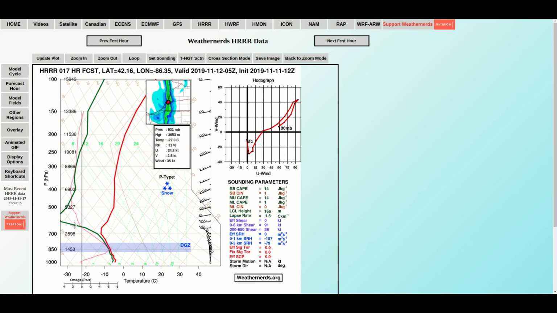Yeah, you can see very strong vertical velocity right in the heart of the DGZ, inversion height up at 700 millibars. So this is just going to be really intense snow in this band. Wouldn't surprise me at all to see 2, 3, or even more inches an hour type snowfall rates out of that. Maybe even some thunder and lightning too with that kind of lift.